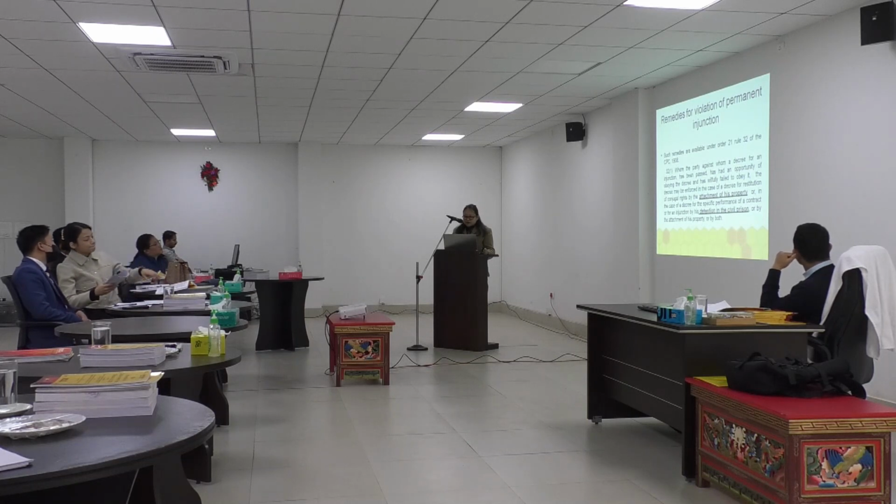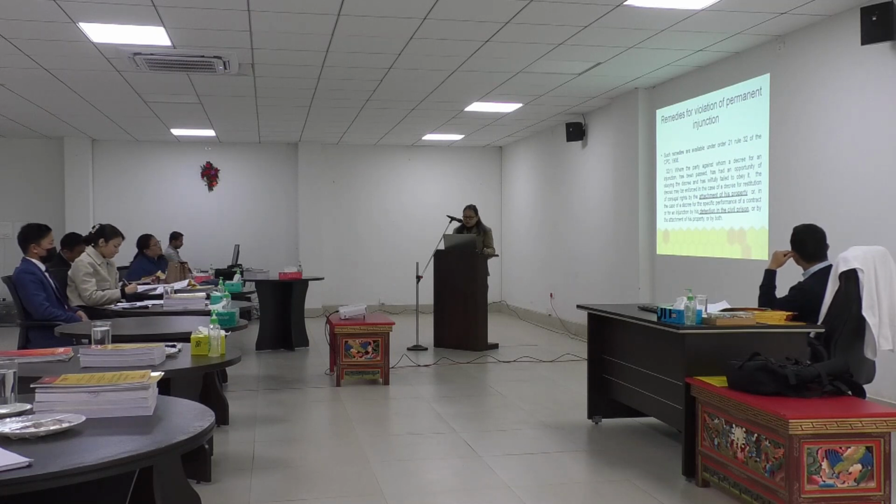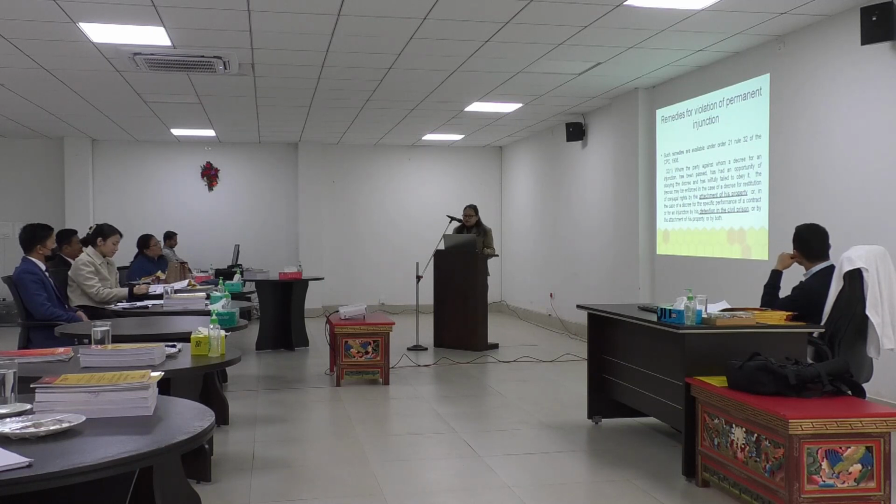Such remedies are available under Order 21, Rule 32 of the CPC. It says, where the party against whom a decree for an injunction has been passed has had an opportunity of obeying the decree and has willfully failed to obey it, the decree may be enforced in the case of a decree for restitution of conjugal rights by the attachment of his property, or in the case of a decree for specific performance of contract or for an injunction by his detention in the civil prison or by the attachment of his property or by both.